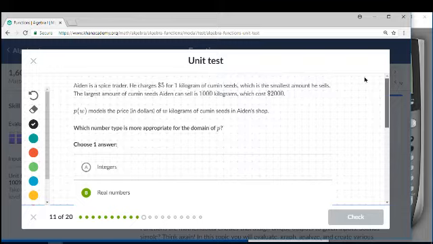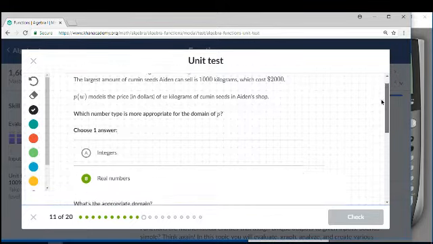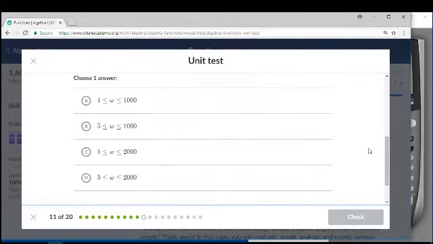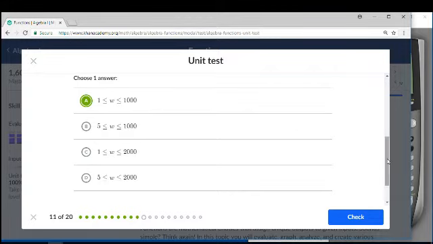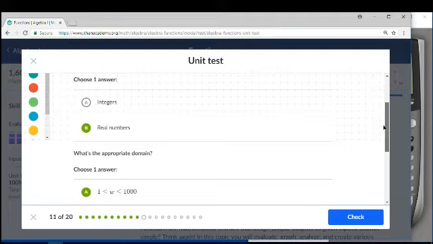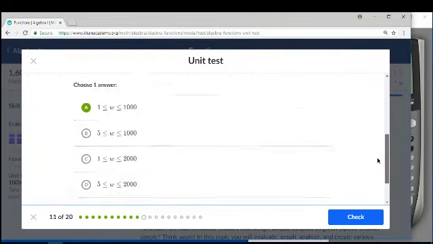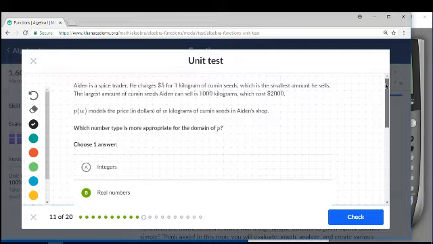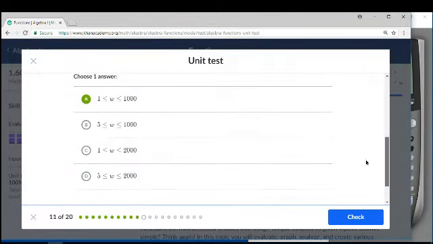So for the domain, the price is the output, and the W is the amount of kilograms. The largest amount he can sell is 1,000 kilograms. And the smallest amount he can sell is 1 kilogram. Though maybe he can do less. So let's look at 1,000. So yes, 1 to 1,000. And the reason why that's our domain is because 1,000 kilograms is the largest he can sell, and he'll be willing to sell as low as 1 kilogram. So 1 to 1,000.